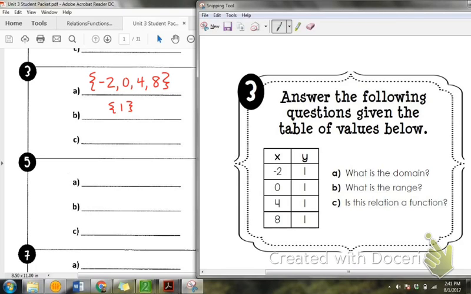And then part C says, is this relation a function? Remember, what cannot repeat? The x value. So do we have any x values repeating? No. So when you write your answer, you need to tell me why. So no, x values don't repeat. It is a function. Oh, you said no. Yes, x values don't repeat.